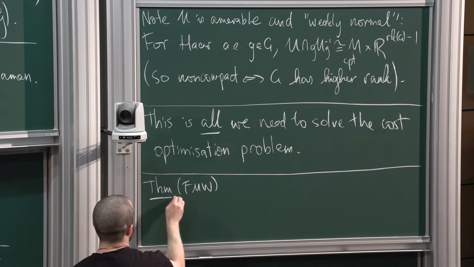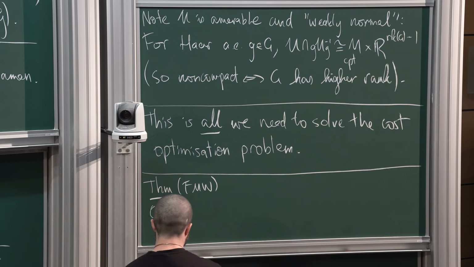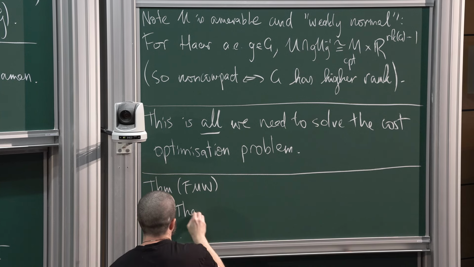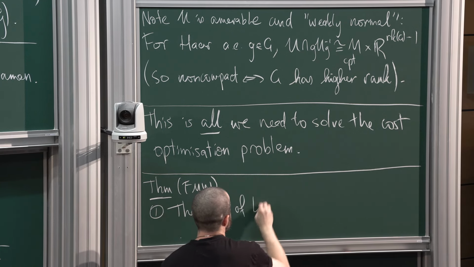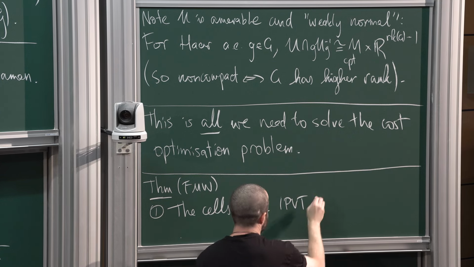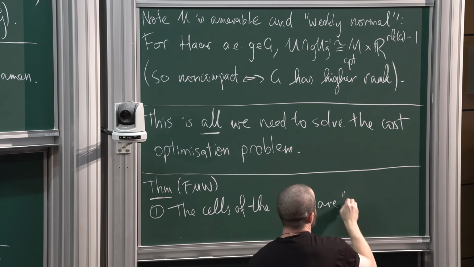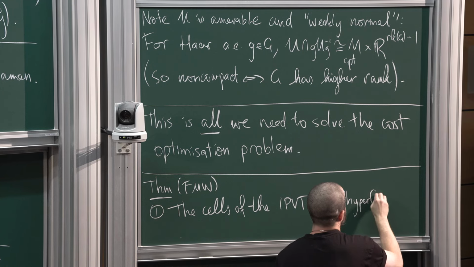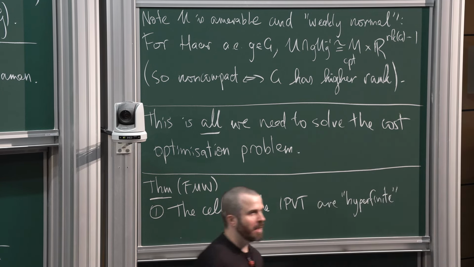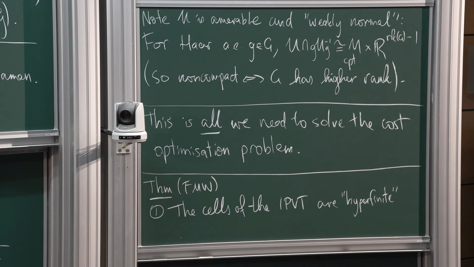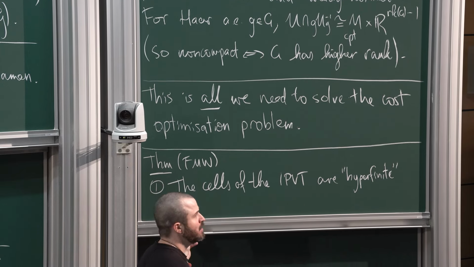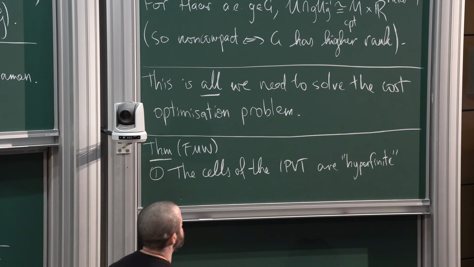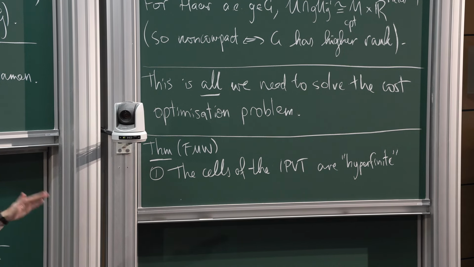OK, so the first statement, this is not the juicy part, but it's logically necessitated. The cells of the IPVT are, quote-unquote, hyperfinite. I was told that some of you know about hyperfiniteness, but a lot of you don't. This is connected to amenability. It's essentially the same thing as amenability of some associated equivalence relation, amenable in the sense of Zimmer.